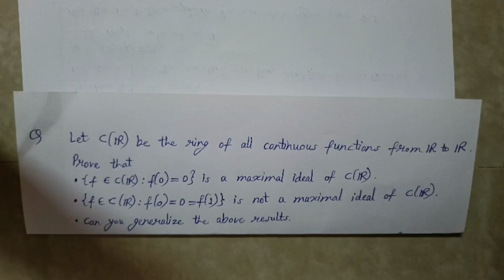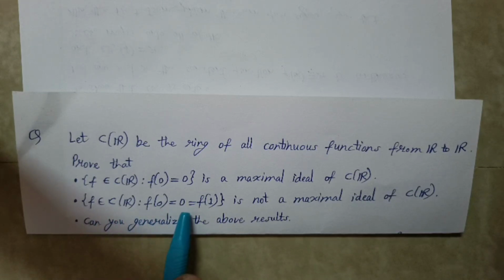Now let's have a look at our question. The question is, prove that {f belonging to C of R such that f of 0 equal to 0} is a maximal ideal of C of R. The second part of the question is, {f belonging to C of R such that f of 0 equal to 0 equal to f of 1} is not a maximal ideal of C of R. And the third part of the question is that, can you generalize the above results?